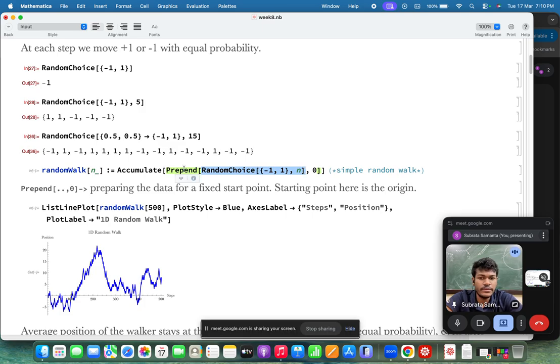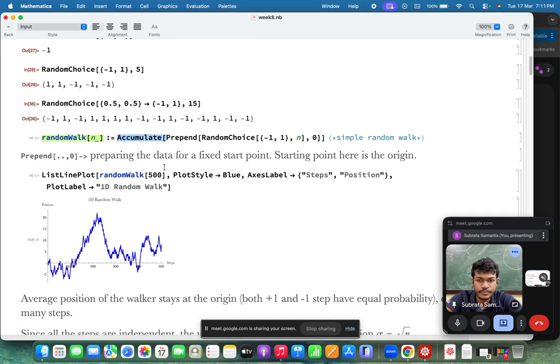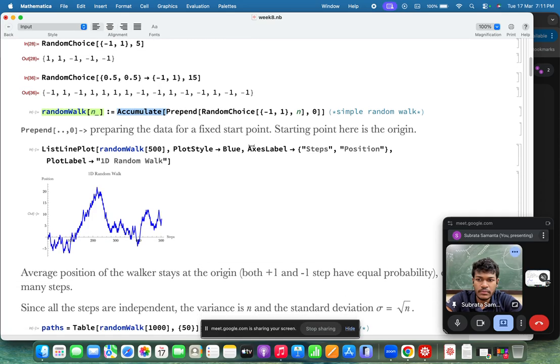Because I start from the origin, I then basically accumulate. So, accumulate is basically a cumulative sum. Up to, let us say, 2 steps, I accumulate the sum of these 2 steps, and then after 3 steps I add again, and so on. So, at each step, all up to that stage, I add all the steps to describe the path. That is done by calling this function, accumulate. So, this is my simple random walk.